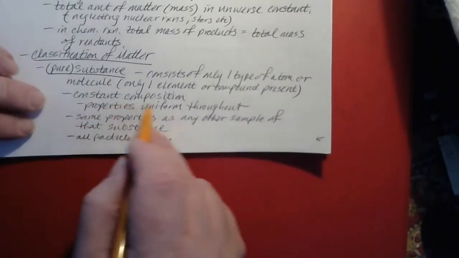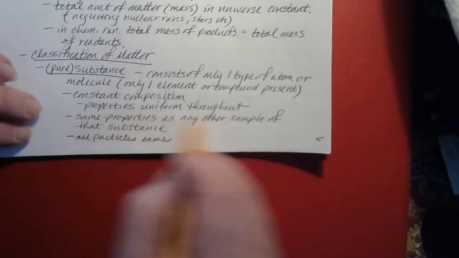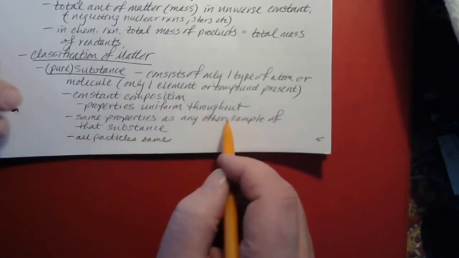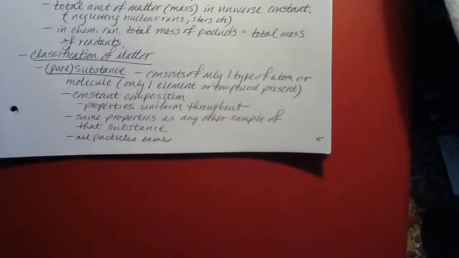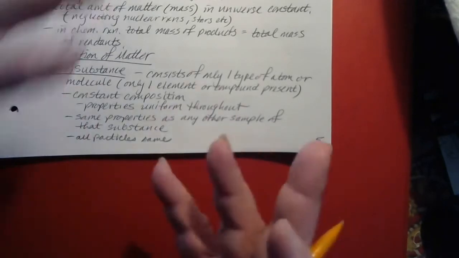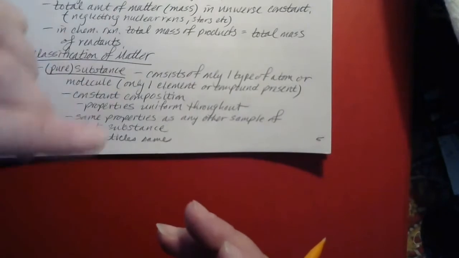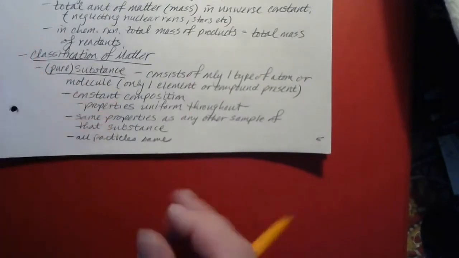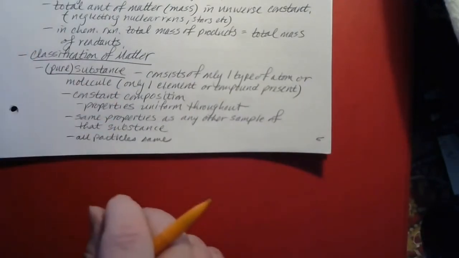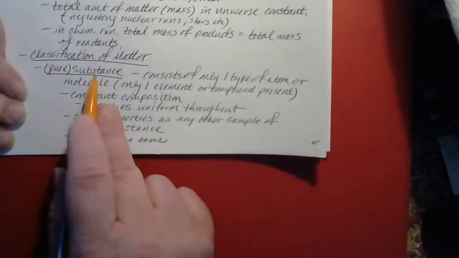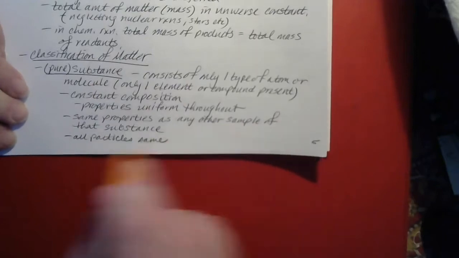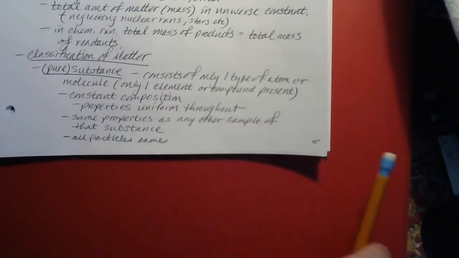A pure substance will have constant composition. That means that the properties are the same throughout the sample. So if you have it in a jar, the properties are the same at the top as they are at the bottom, as they are in the middle. The properties are the same everywhere. And it'll also have the same properties as any other sample of that substance.